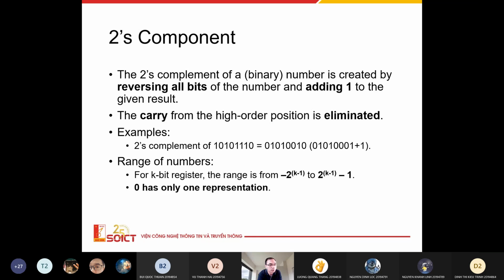Okay, so to get the two's complement of a binary number, firstly we need to create the ones complement.